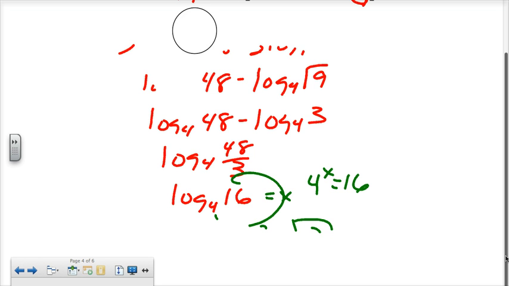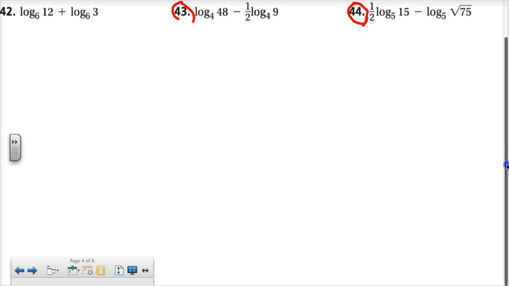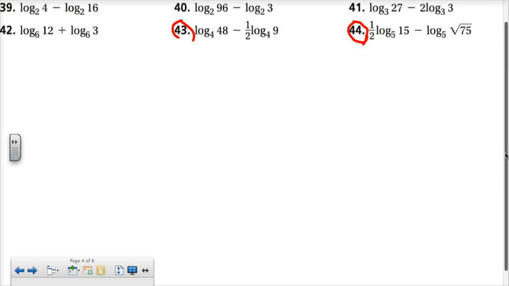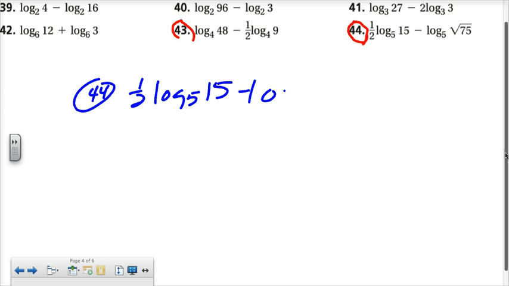Then, number 44. 44 is a very cool problem. So let's take a look at 44. 44, we have 1/2 logarithm base 5 of 15 minus logarithm base 5 of the square root of 75.